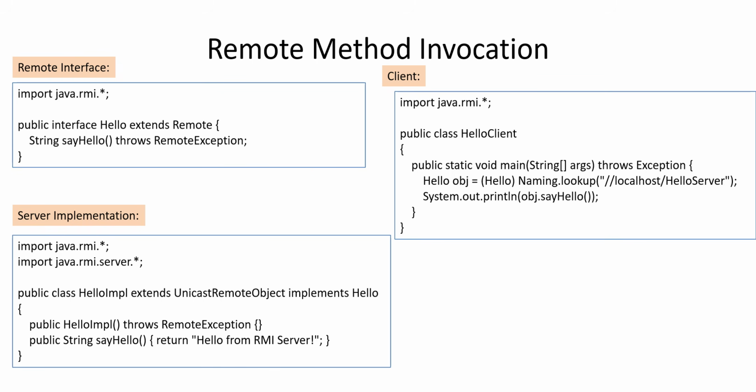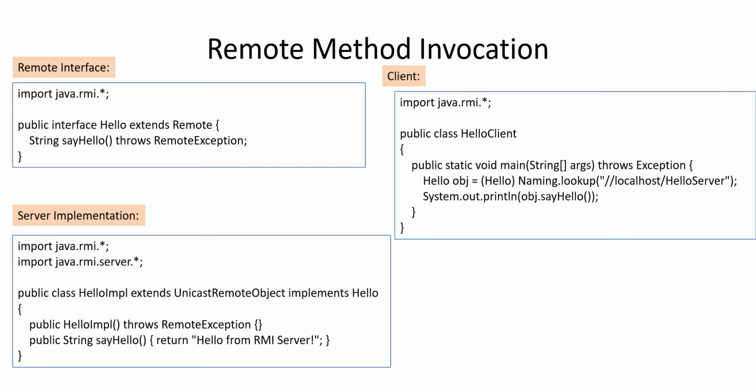Next we have the server implementation. The class is HelloImpl. It extends UnicastRemoteObject and implements the Hello interface. The sayHello method returns "Hello from RMI server".